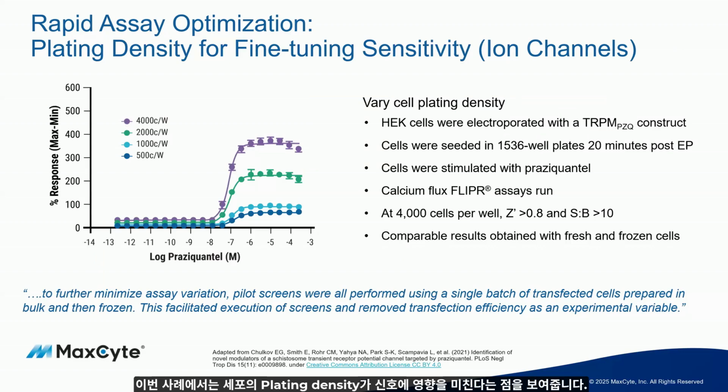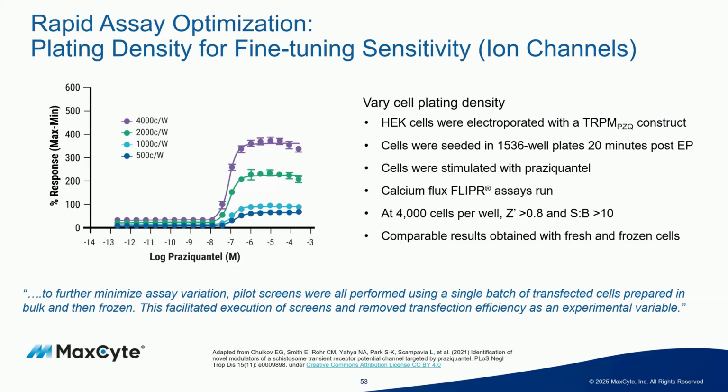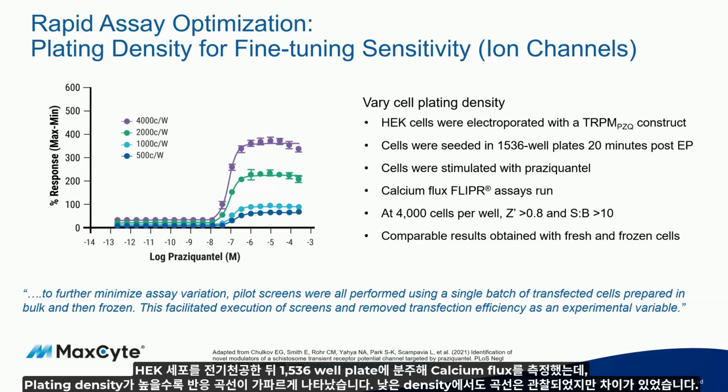In this example, plating density actually changes how the ion channel signal comes out. So these HEK cells were electroporated with a construct and then also seeded into a 1536 well plate. After that, they're stimulated and then you can see calcium flux. You may not really expect it, it might not be super obvious immediately, but it did seem to change depending on the seeding density. With higher seeding density, they're able to get a steeper response curve, and at lower seeding densities, they're still able to see a curve as well.